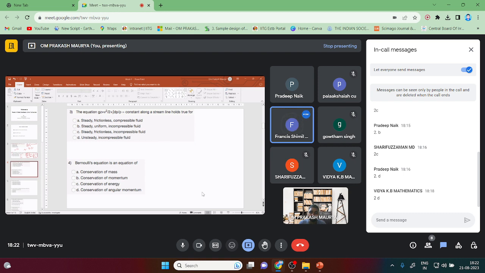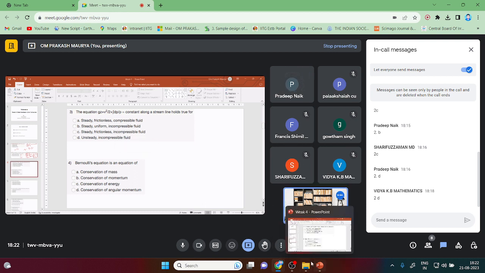Yes, actually Bernoulli's equation is conservation of energy, not momentum. But we are deriving it from Euler's equation, isn't it? Integrating Euler's equation, yes. And yes, Euler's equation is actually derived from the conservation of momentum equation. Okay, now I'm getting your doubt. Just wait a minute.